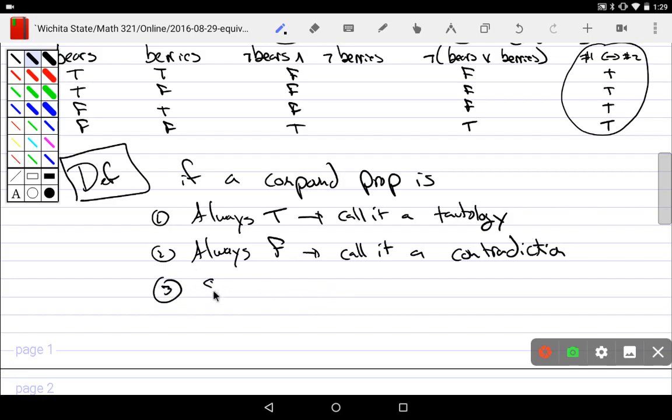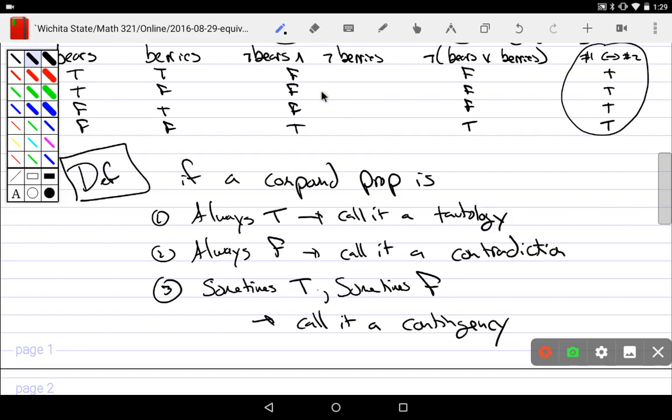And three, if it's, on the other hand, sometimes true, sometimes false, like for example this, that's sometimes true, sometimes false, then this is called a contingency. So for example, this one right here is false contingent on the case that we have true, false, true. On the other hand, this is true under the contingency that both bears and berries are false. And so contingency just means under particular conditions, it evaluates to true, or evaluates to false.